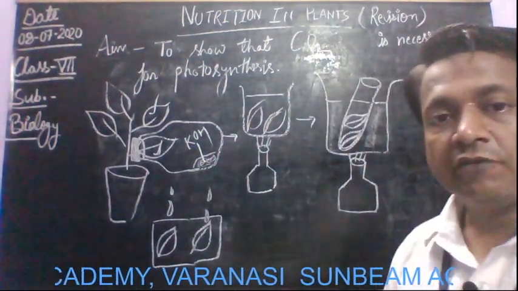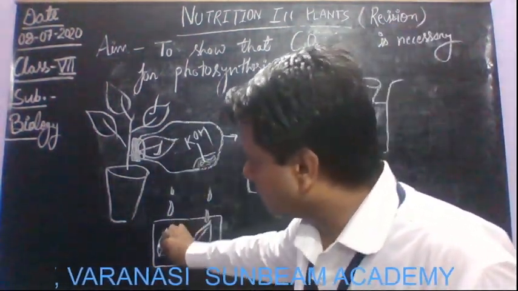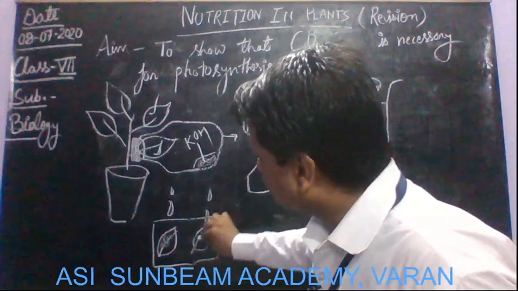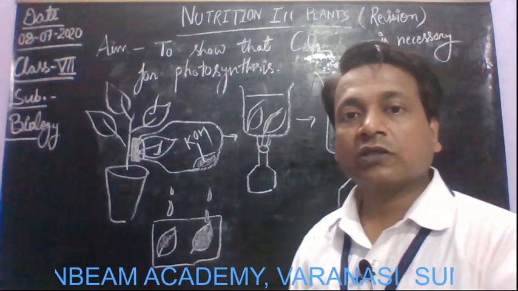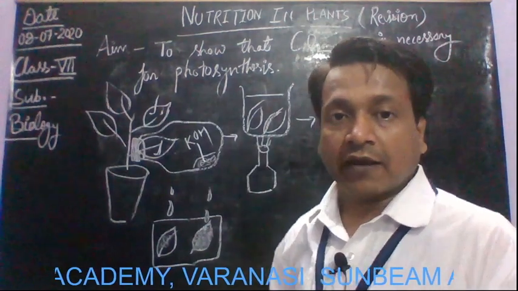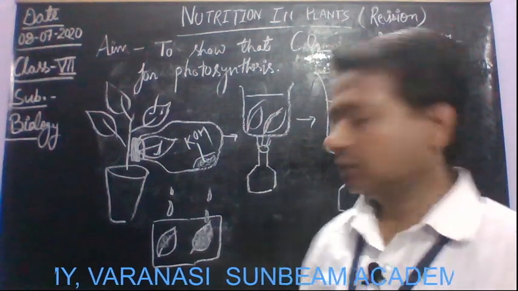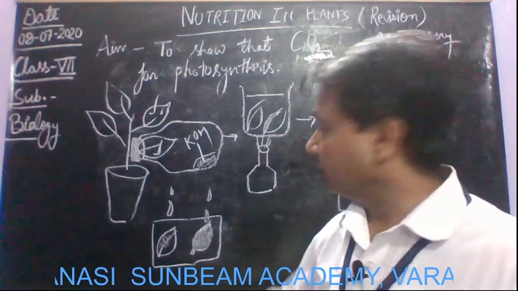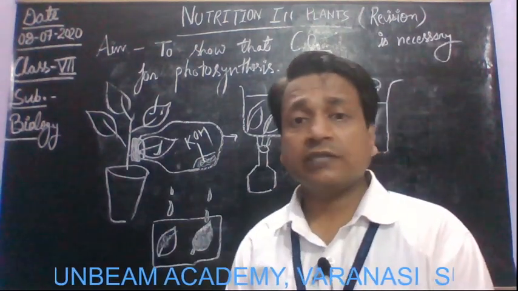We will observe that the leaf which was kept inside the bottle is not converted into blue black, whereas the leaf which was not covered gets converted into blue black in color. This shows that the carbon dioxide present in the atmosphere was used up by this leaf and photosynthesis occurred, and as a result starch formed and changed color to blue black in the presence of iodine. And in the leaf kept inside the bottle, carbon dioxide is not present.